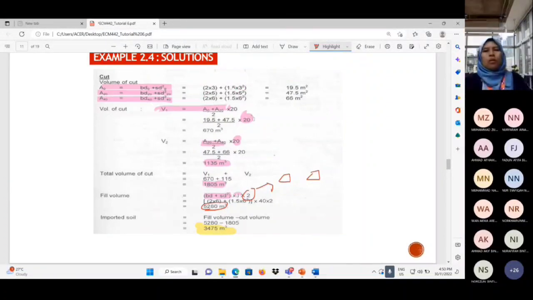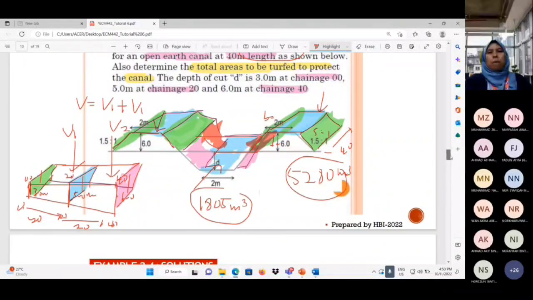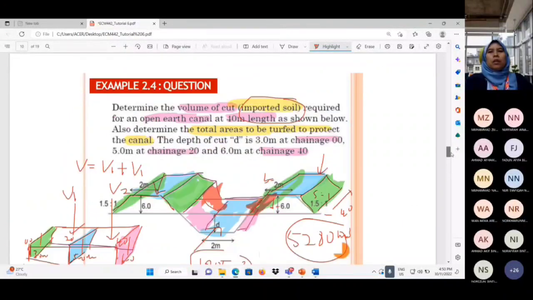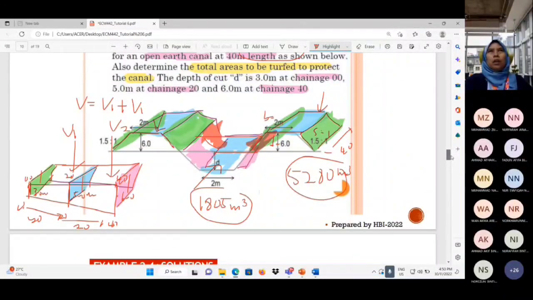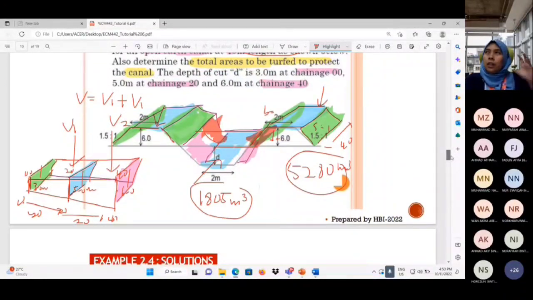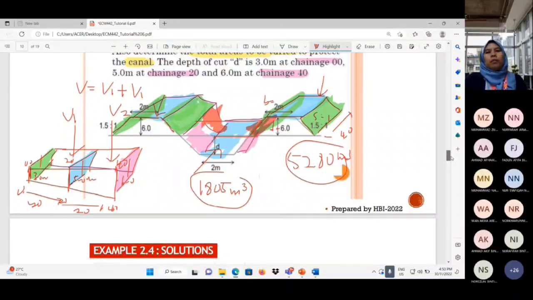Okay. So any question that you want to ask, you can ask. So basically that is the idea, the basic concept of calculating using the cross-section method. You must remember its formula.